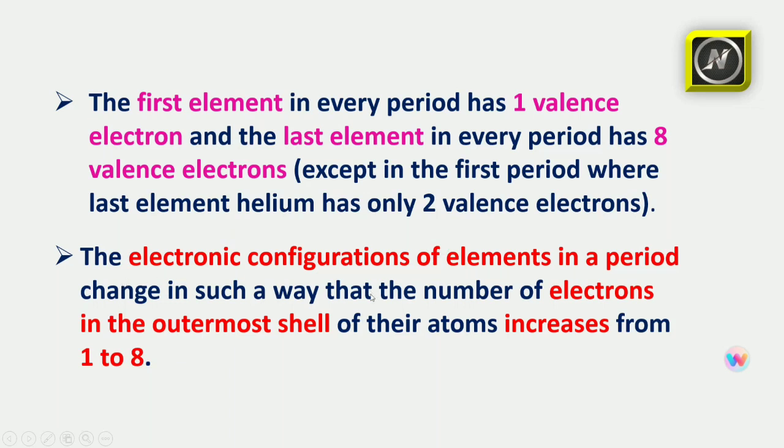The electronic configurations of elements in a period change in such a way that the number of electrons in the outermost shell of their atoms increases from 1 to 8.